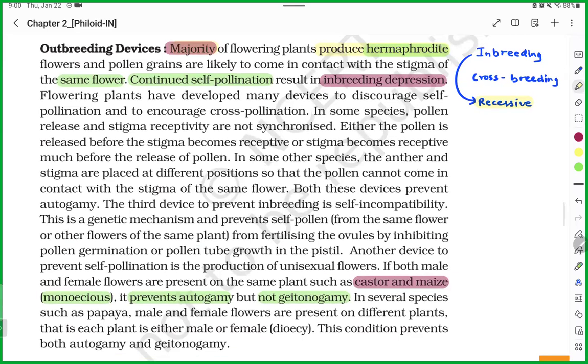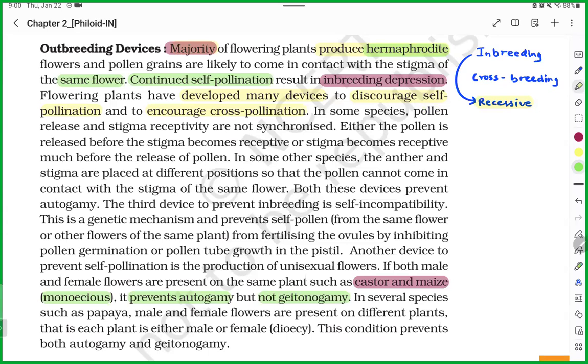So that's why flowering plants develop many methods. They discourage self pollination and promote cross pollination. Cross pollination means between two different plants. At least the reason is only one: diversity, variety. Okay, evolution, recombination. What are the different methods?